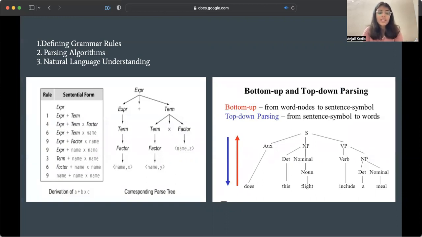Parsing algorithms. CFG is used in parsing algorithms that take a spoken sentence as input and output a structured representation of the sentence.